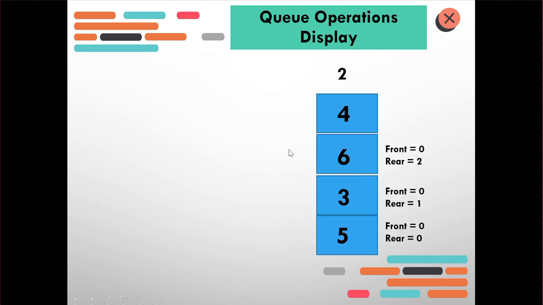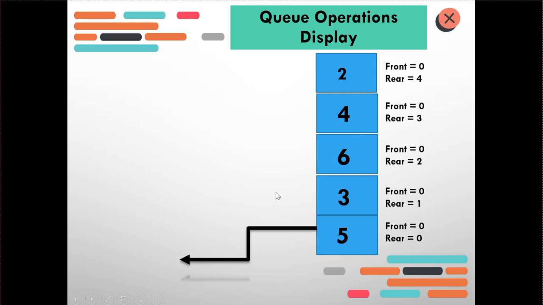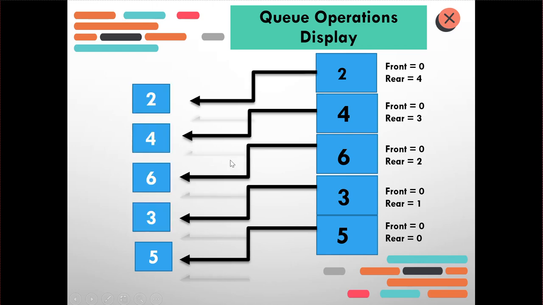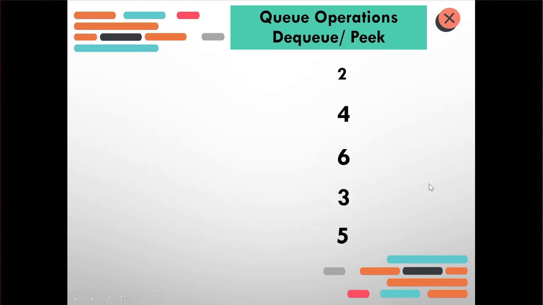Similarly, if we want to display the contents of this queue using the same set of values, 5 would be the first one to be removed, followed by 3, then 6, then 4, and then at last we'll be displaying or traversing 2. That means the first value which was inserted would be the first one to be popped out or displayed or traversed.